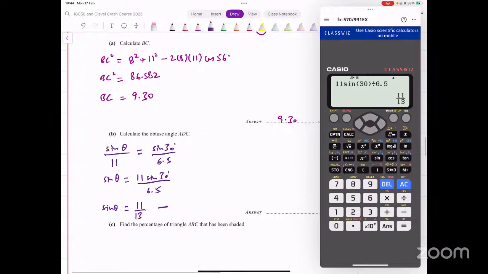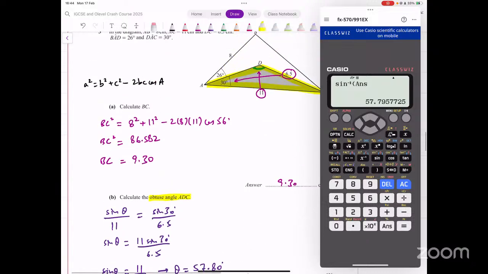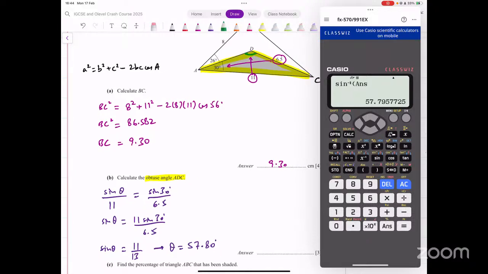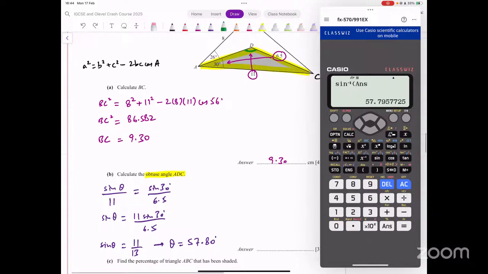Okay, now what's the value of theta that we get? Sine inverse of this number, and that is giving me 57.7957. We can say that's 57.80 degrees. That's the value of theta that we're getting. But now we've got to be careful. The question says calculate the obtuse angle ADC. So they're telling us this angle here is supposed to be obtuse. It's not an acute angle. We are getting an acute angle.